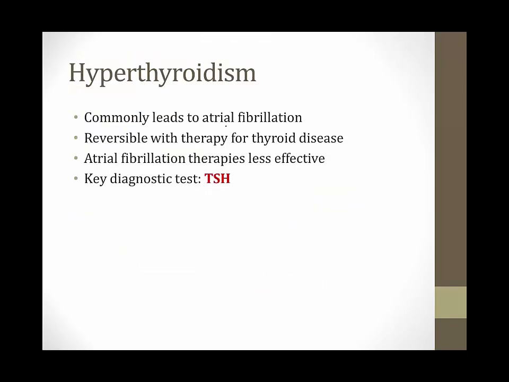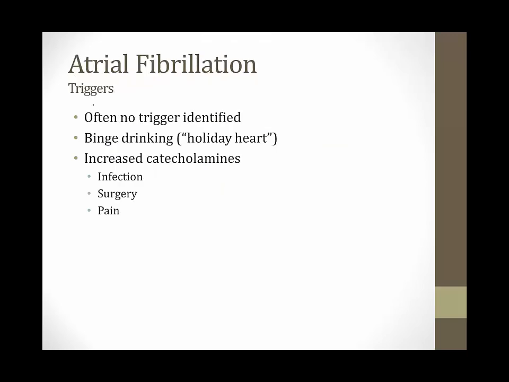Hyperthyroidism is another condition that commonly leads to atrial fibrillation, and in fact the arrhythmia is usually reversible if you treat the thyroid problem. In addition, atrial fibrillation treatments are less effective when patients have untreated thyroid disease. For this reason, another key test when patients have new onset atrial fibrillation is to check the TSH and exclude that they have hyperthyroidism.